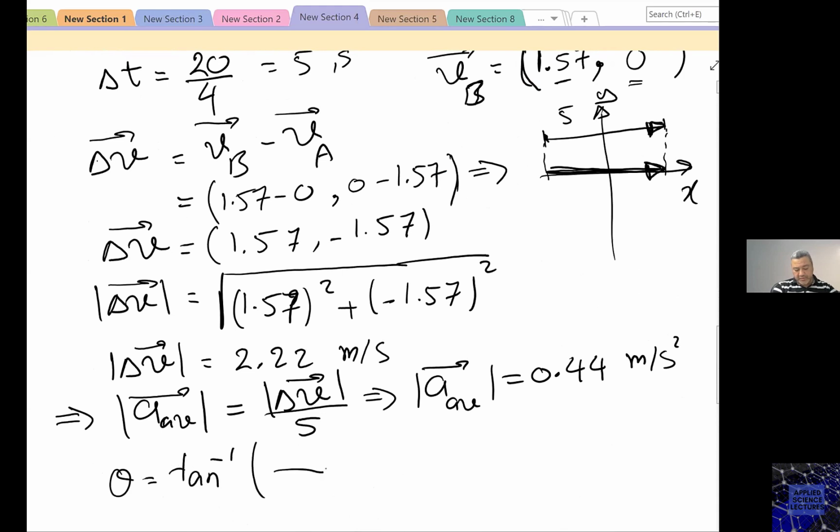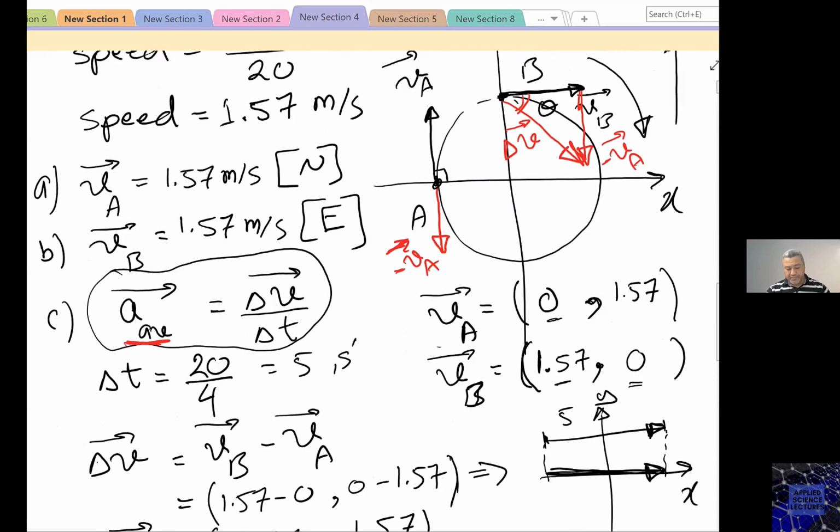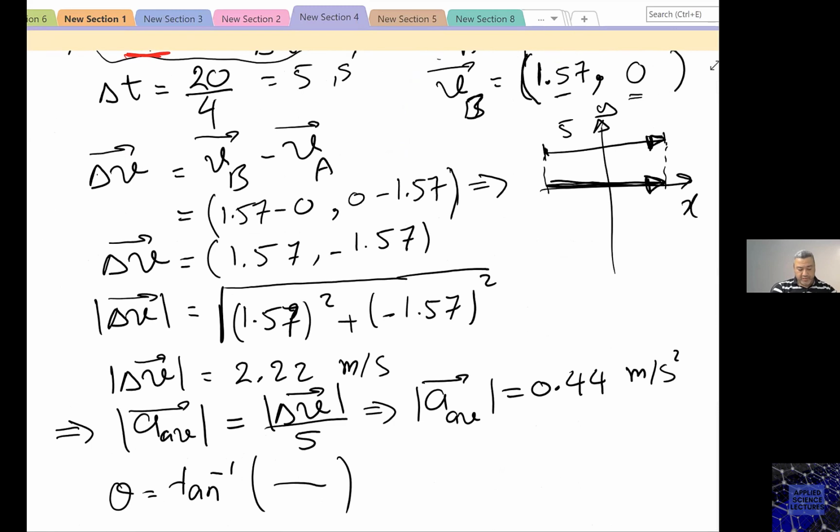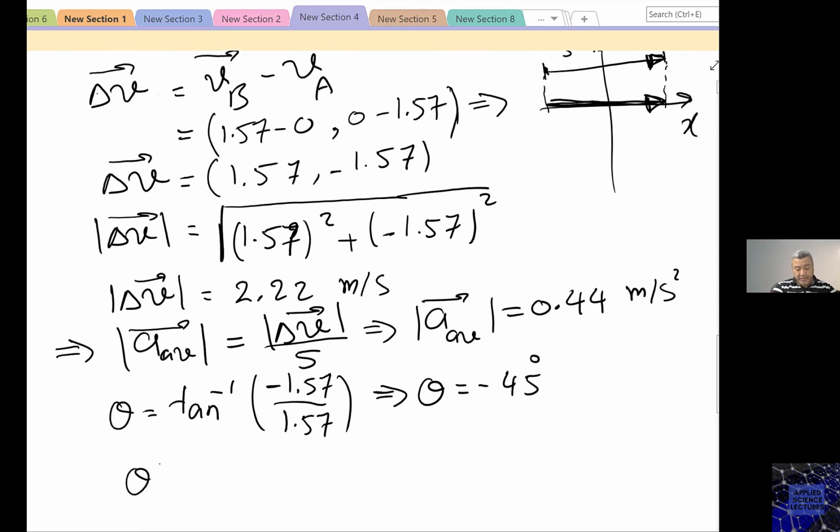tan inverse. Tan inverse of what? Tan inverse of VA over VB, which is minus 1.57 divided by 1.57. And in this case, theta is minus 45 degrees, which is below the horizontal, or I can say theta is 45 degrees south of east.